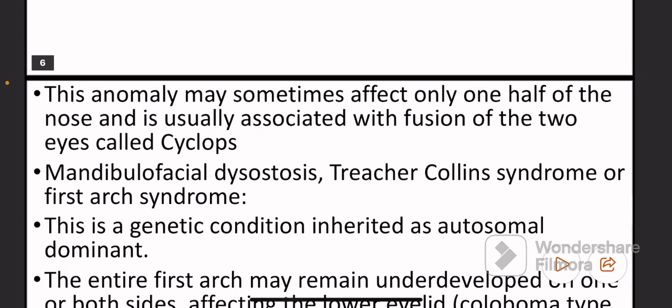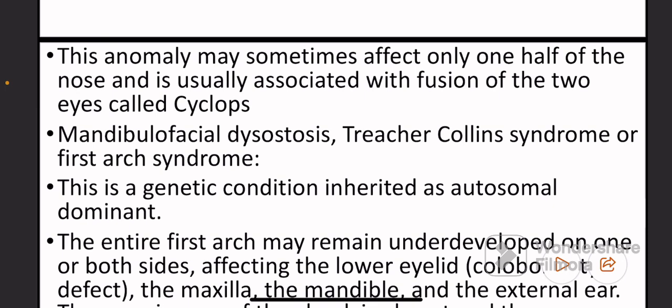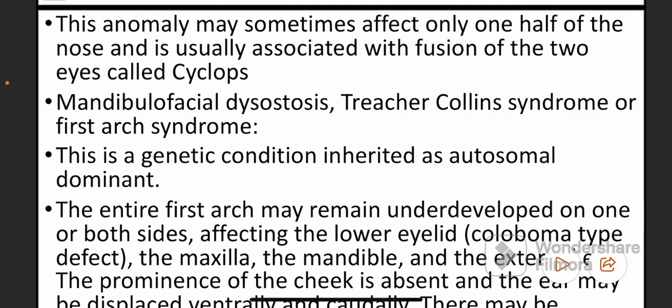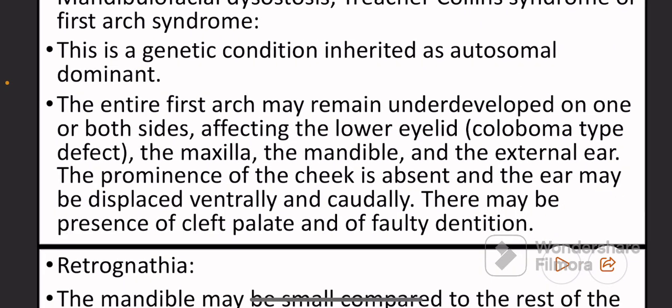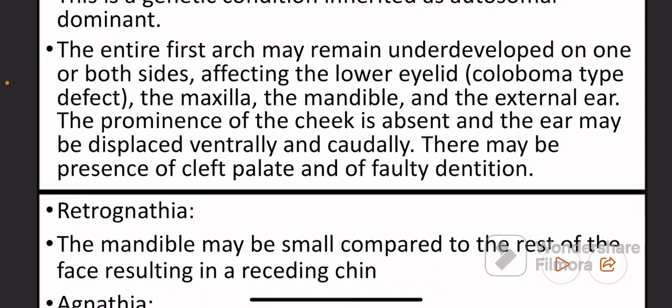Then mandibulofacial dysostosis or first arch syndrome. It is a genetic condition inherited as autosomal dominant. In this, the entire first arch may remain underdeveloped on one or both sides, therefore affecting the lower eyelid, maxilla, mandible and external ear. So the prominence of the cheek is absent and the ear may be displaced ventrally and caudally. There may be cleft palate and faulty dentition.